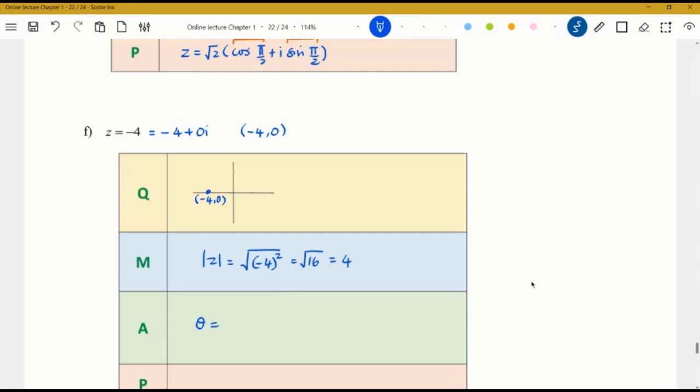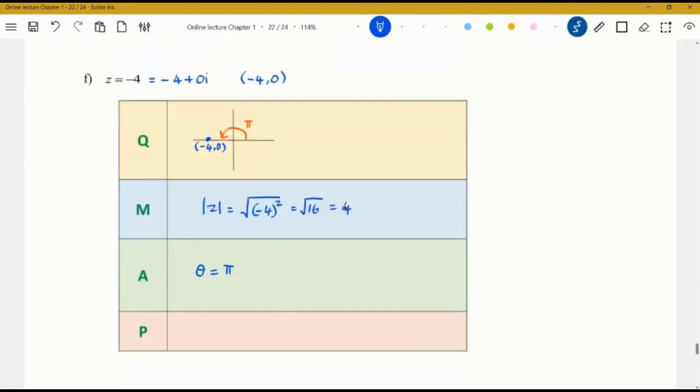Okay, argument. So untuk argument, dia directly kita tahu dia adalah 180. 180 sama juga dengan pi. So directly your argument dia adalah pi. Tak perlukan formula. Itu adalah konsep untuk angle. Okay. So masuk dalam formula of polar form. Be 4 cos pi plus i sin pi.